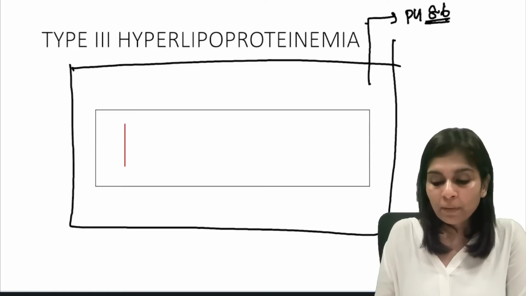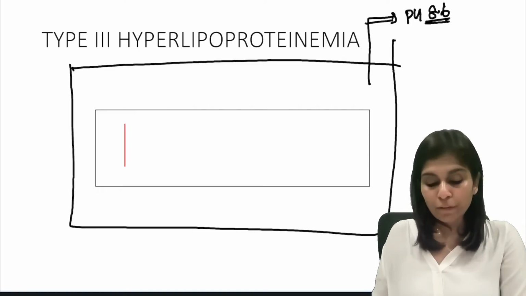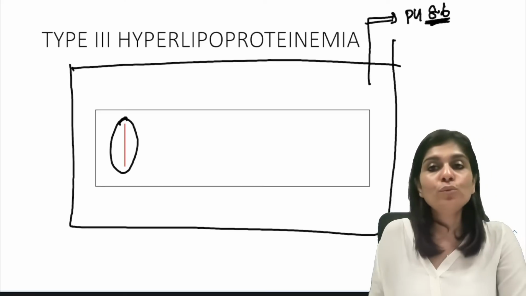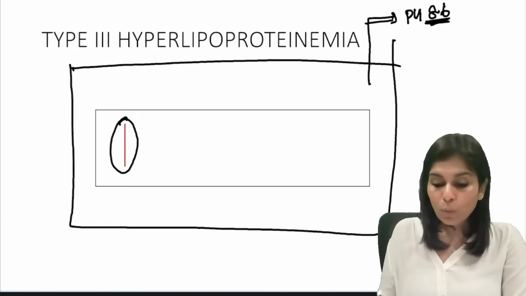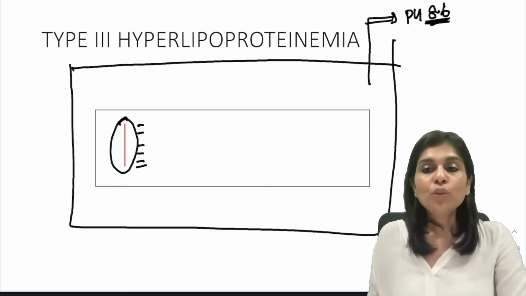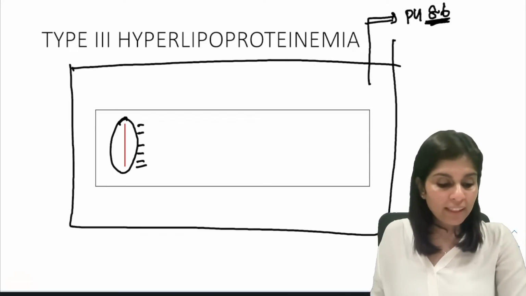The purpose of adding an alkaline buffer is that once these lipoproteins sense the alkaline pH, they try to neutralize it. To neutralize the alkaline pH, they give off their H+. And once they give off their H+, they all become negatively charged.